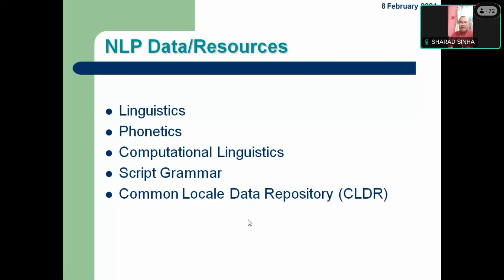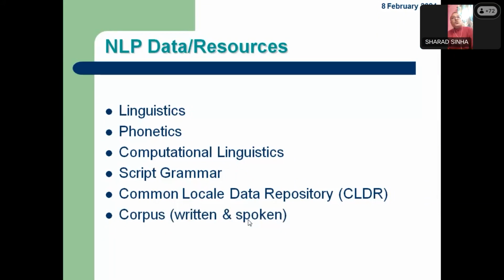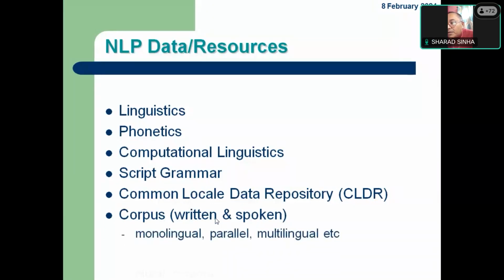Now you have to note that all these resources are not needed in all applications, but they have specific tasks. For example, I think in a spell checker we need all those things. We need the script grammar, we need the CLDR, okay, we need the linguistic rules and all, and above all, the most important is the corpus. Corpus is a huge repository of the languages, probably containing all the words of that particular language. The plural form is corpora. One corpus, two corpora. And it may be monolingual, meaning having only one language.